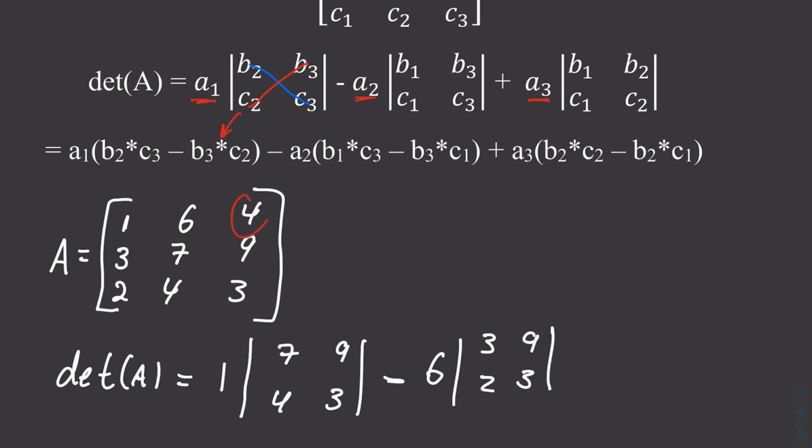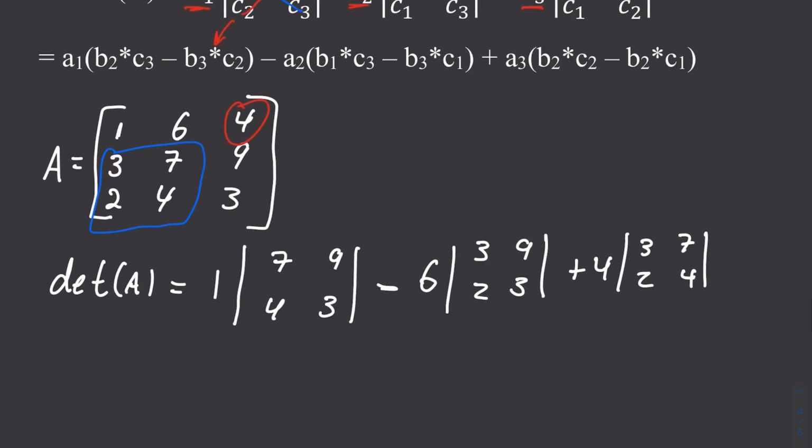And we can go ahead and finish off with our third term. Select the 4 in the top right, and we are left with the matrix 3, 7, 2, 4. And once again, like we said before, this is just like solving a 2 by 2 determinant matrix.